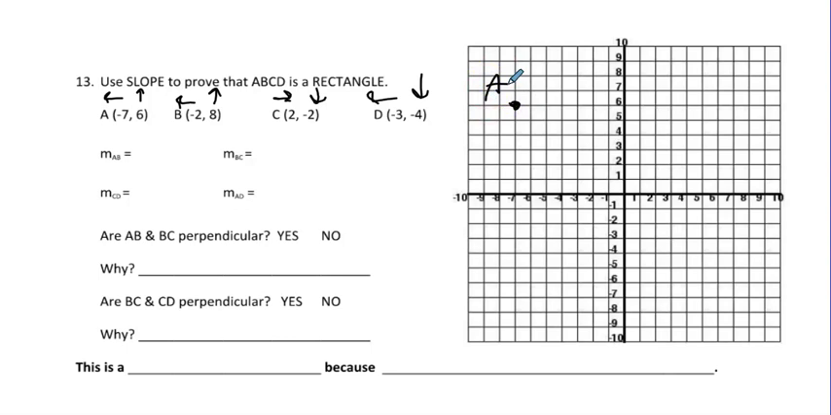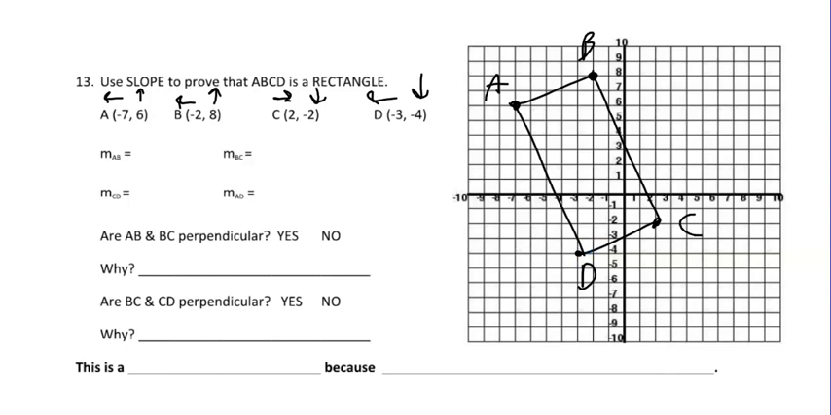B, -2, 8. Left 2, up 8. C, right 2, down 2. And D, left 3, down 4. You've got to be careful about doing that.